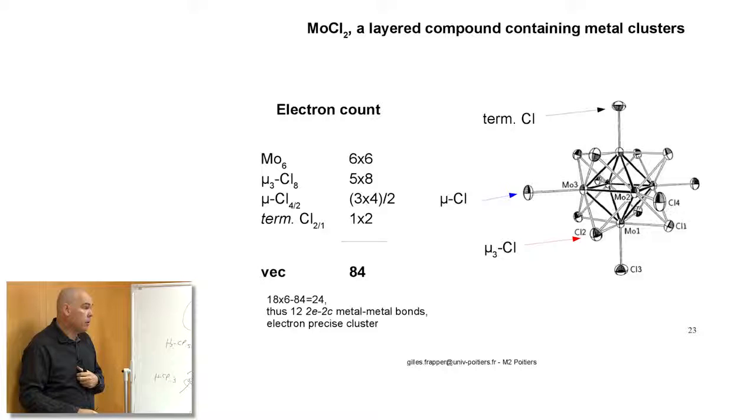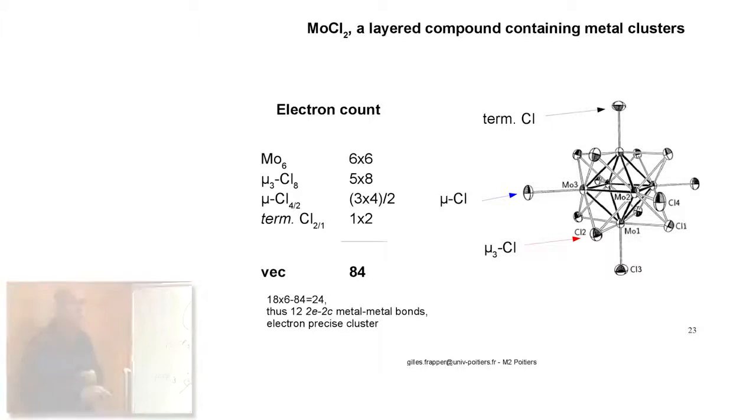For 12 bonds, you need 24 electrons, right? If you consider that you have 2-electron, 2-center bonds. That is what I mean by electron precise. You should have 2-center, 2-electron bonds. So here 18 comes from the 18 electron rule times 6, minus the total number of valence electrons, which gives 24. So here you have 12 2-electron, 2-center metal-metal bonds in this cluster. It's an electron-precise cluster in this case, in MoCl2.